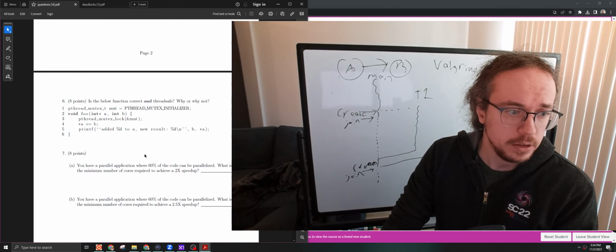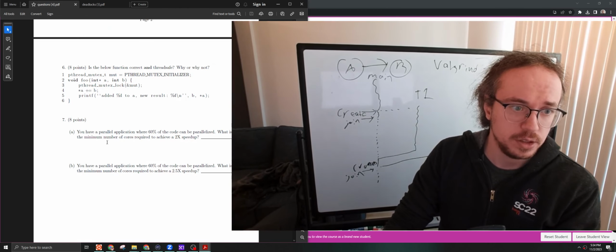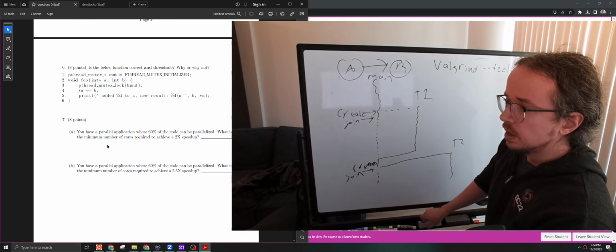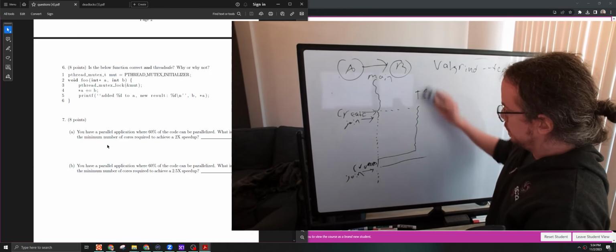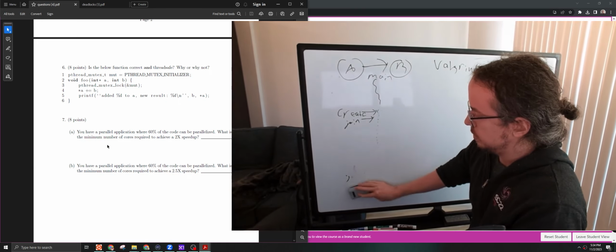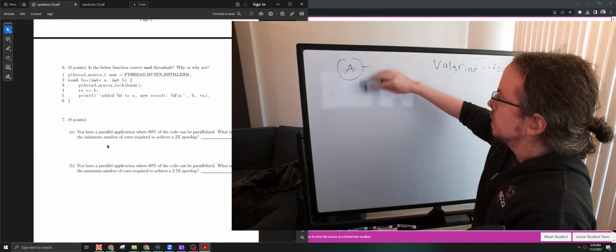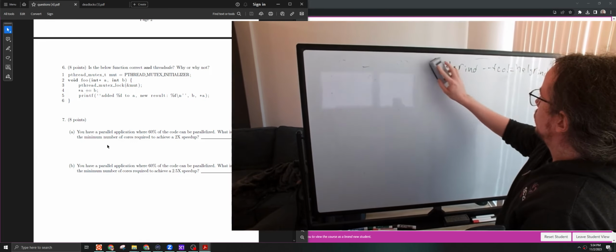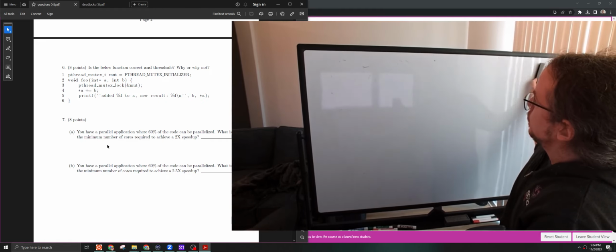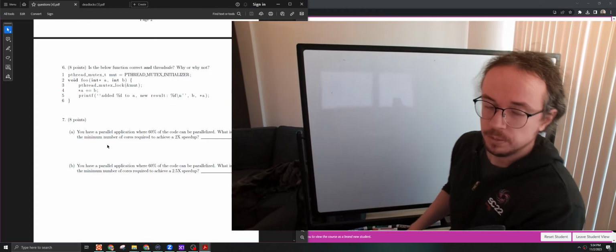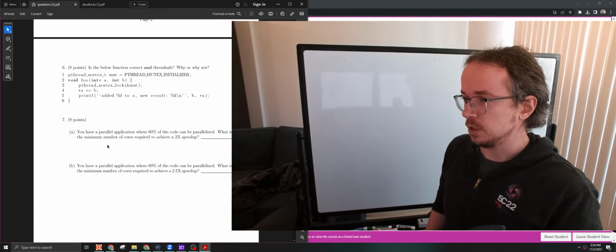All right, number 6. Is the below function correct and thread safe? Correct meaning, does it clearly do what it's intended to do? You might not have a lot of context for what it's intended to do, but that's not necessary per se for the problem. I mean, it's clearly adding a number to another and printing the result.